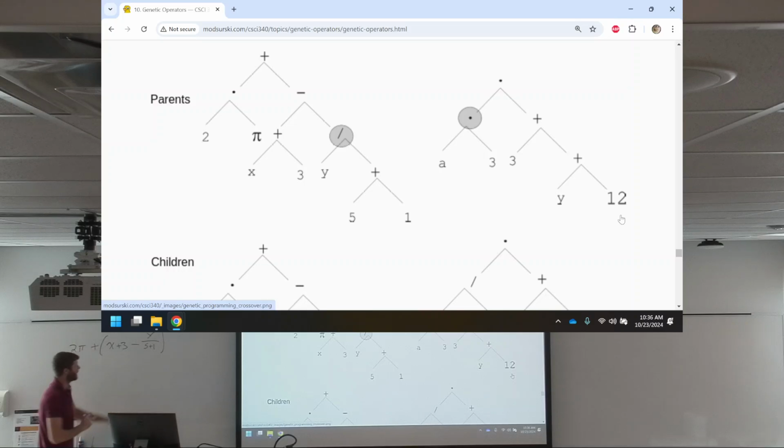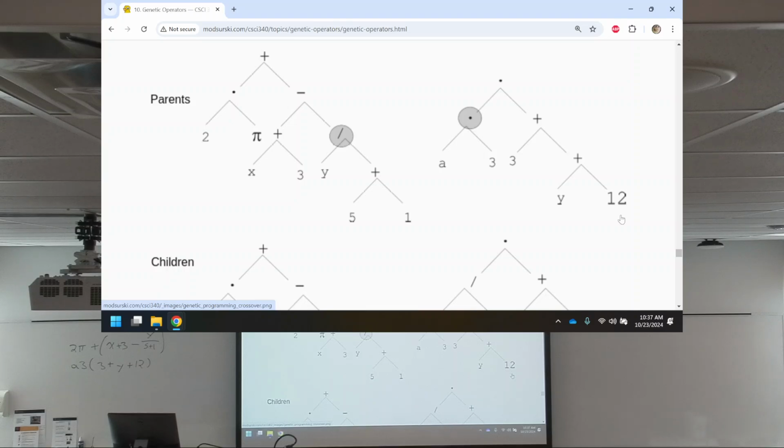Like I was saying last time, I realize this can be simplified, but I'm not going to for the sake of whatever this is. And then I have another expression like a 3 times 3 plus y plus 12. Right? And I say cross those over. Well, that's kind of a weird thing to say. What does that even mean?